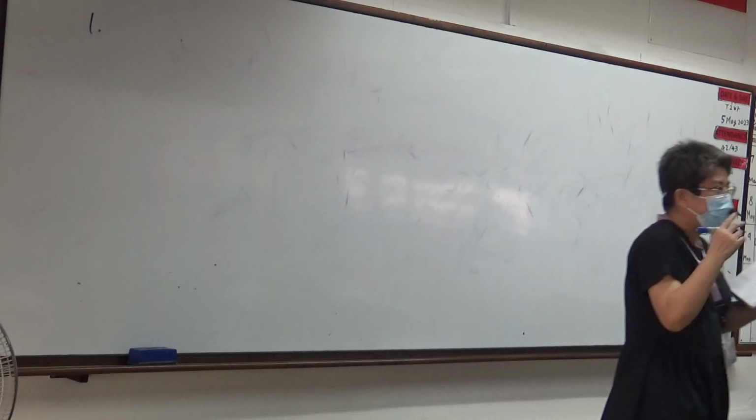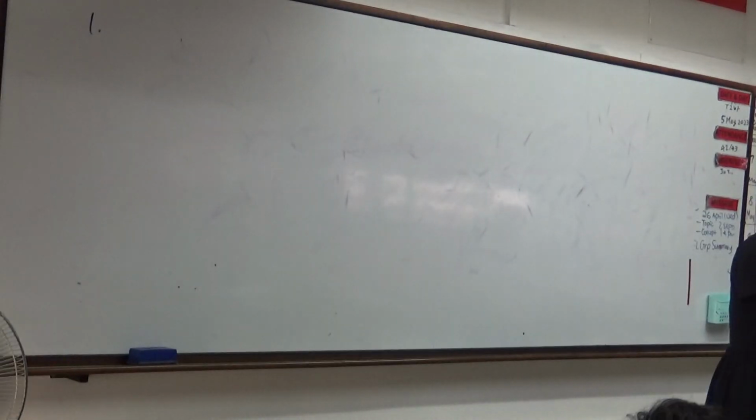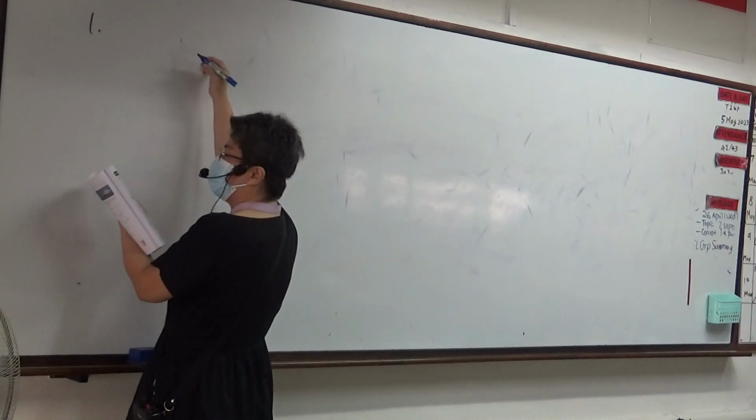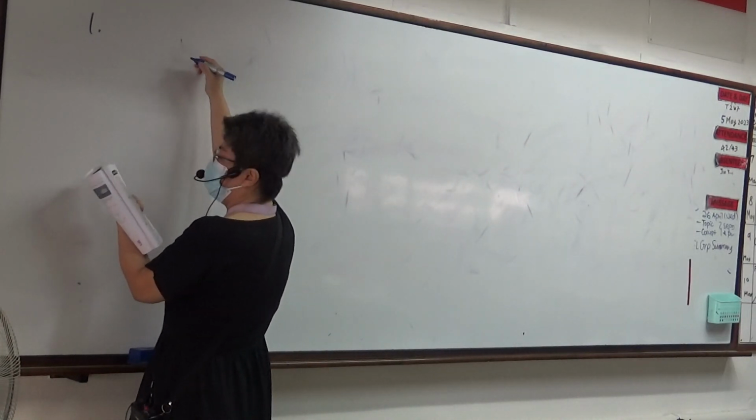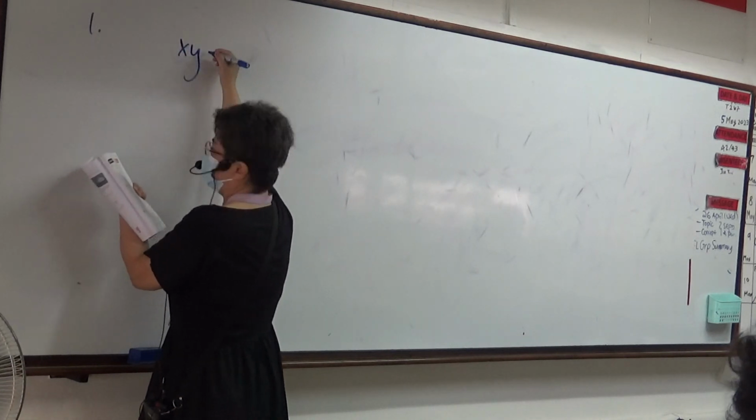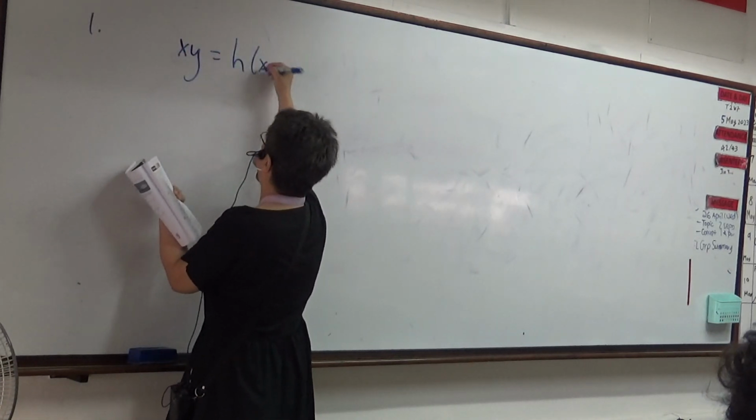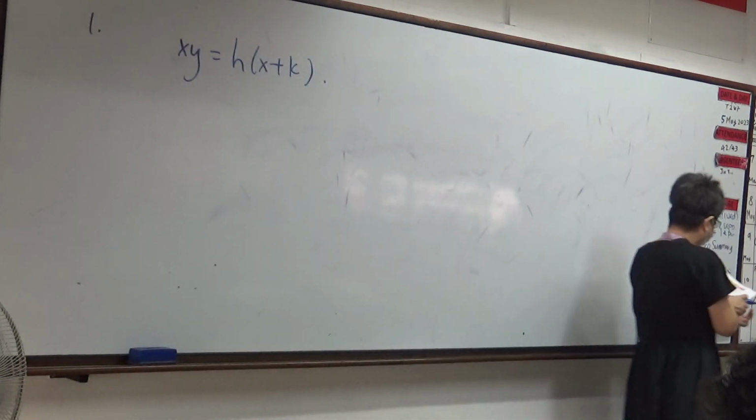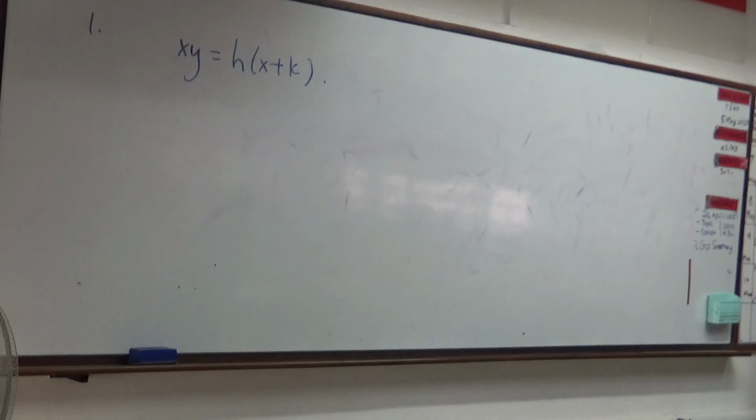Can you all write this at the back of the graph paper? At the back of the graph paper, please. Two variables x and y which are related by the equation xy equals hx plus k. Can you write this down first? So they give you one whole set of values.